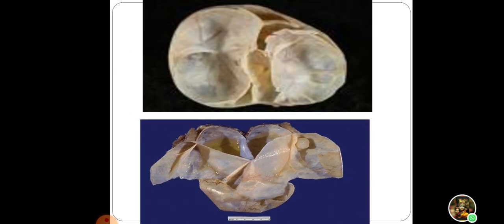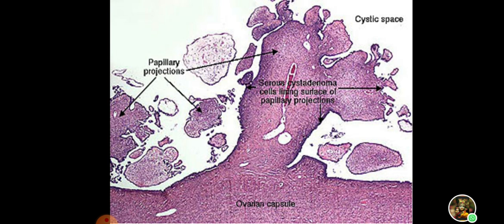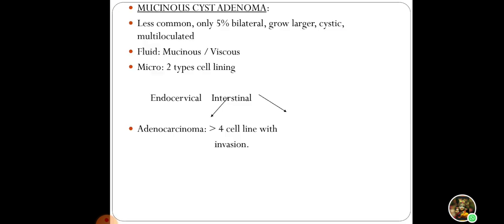This is the gross specimen of the serous cystadenoma, which shows a multilocular cyst containing serous fluid. This is another specimen of the serous cystadenoma. These are the microscopy images in which you can see the cystic spaces, papillary projections, and serous cystadenoma lining the surface of the papillary projections. These are the psammoma bodies and calcification. You can see this in the papillary projections, which is very common in serous cystadenoma.